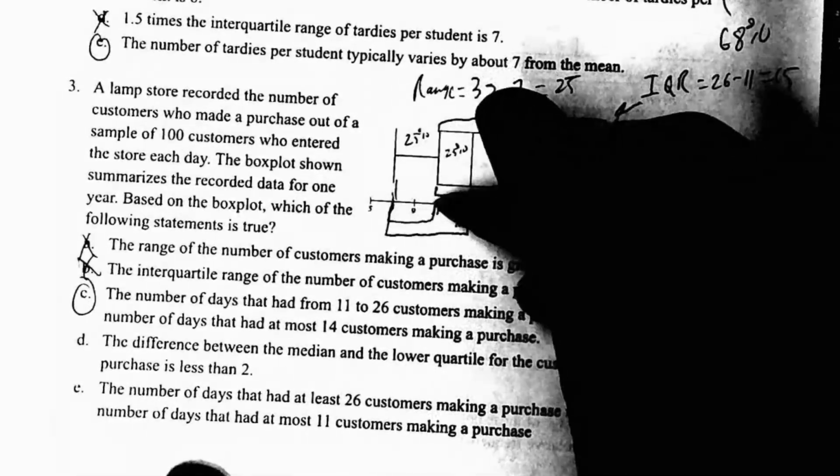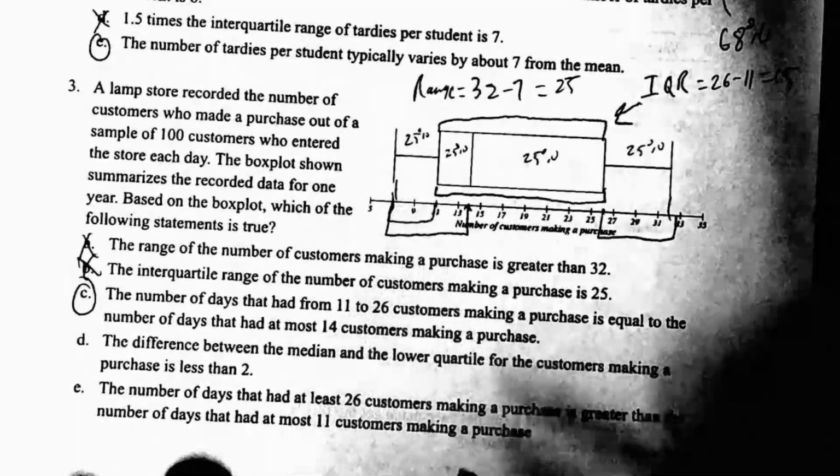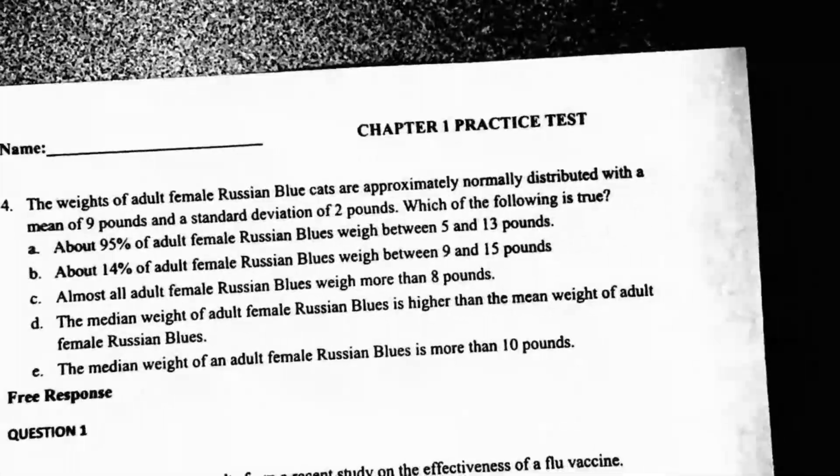That is not greater, they are equal. That's 25%. That's 25%. Anyway, the correct answer is C. These are incorrect.